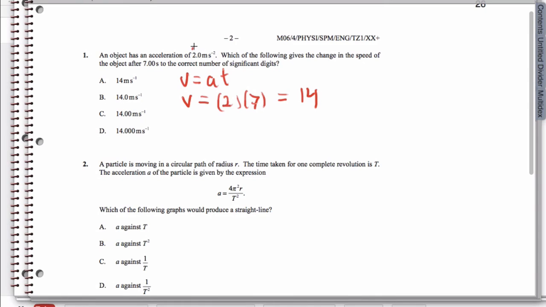And we need this out to, this is 2 sig figs, this is 3 sig figs. We need it out to 2. That's going to give us answer A.